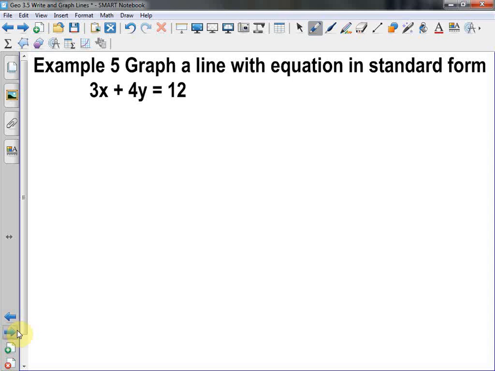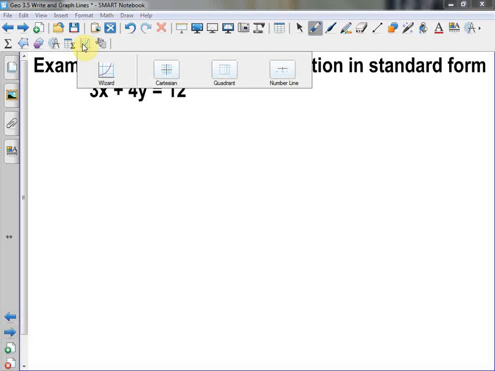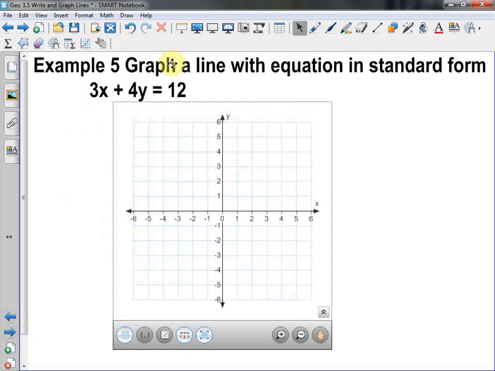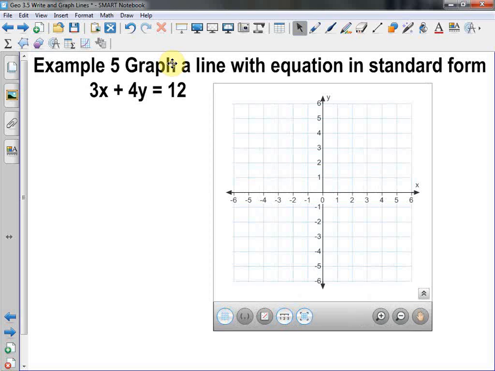Okay, now we're going to graph this equation in standard form. Let me get a graph up here. When we graph in standard form, we're going to use intercepts. Basically, how many points do we need to graph a straight line? 2, right? So we like to do easy math.